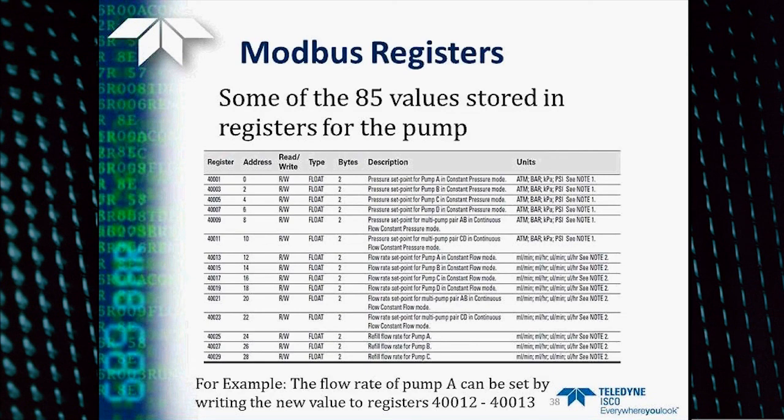Also, we've defined 85 values that are stored in registers. These are things like pressure set points, flow rate set points, refill rates, etc. for the pumps. And these are all read from registers starting at 40,001. For example, here, if I want to set a flow rate for pump A, I can write to registers 40012 and 40013 to set the flow rate.